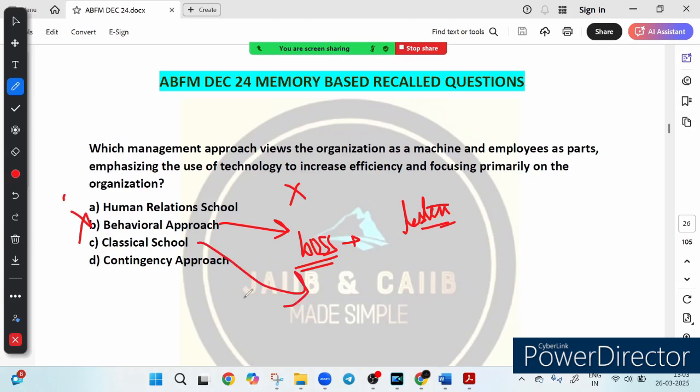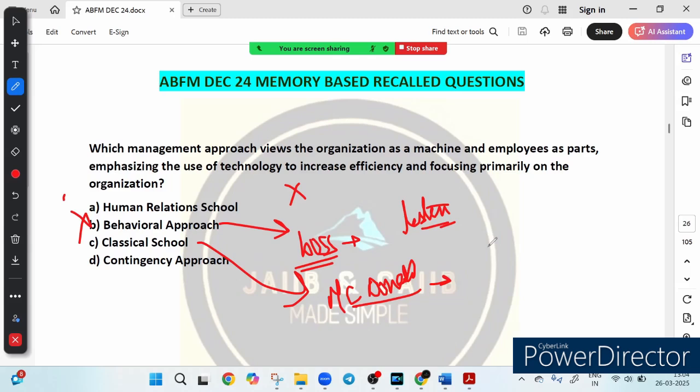What about the classical school? So basically, this approach sees the organization as a machine and an employee as a part that should work efficiently. It focuses on rules, hierarchy, productivity, not employee satisfaction. For example, imagine a fast food chain like McDonald's. Every burger is made the same way every time using a strict system. So workers have fixed roles and efficiency is the priority. So yes, this approach treats employees as part of a system, making it the correct answer.